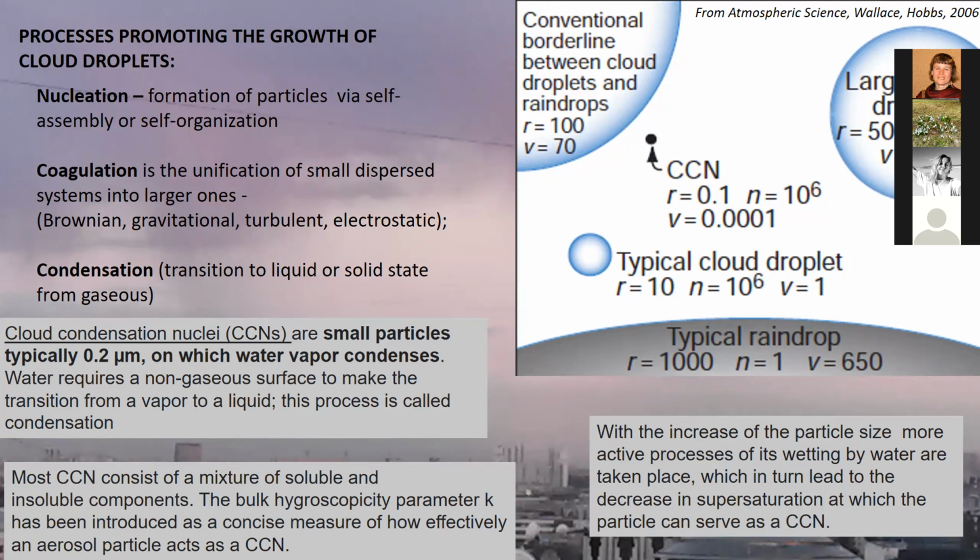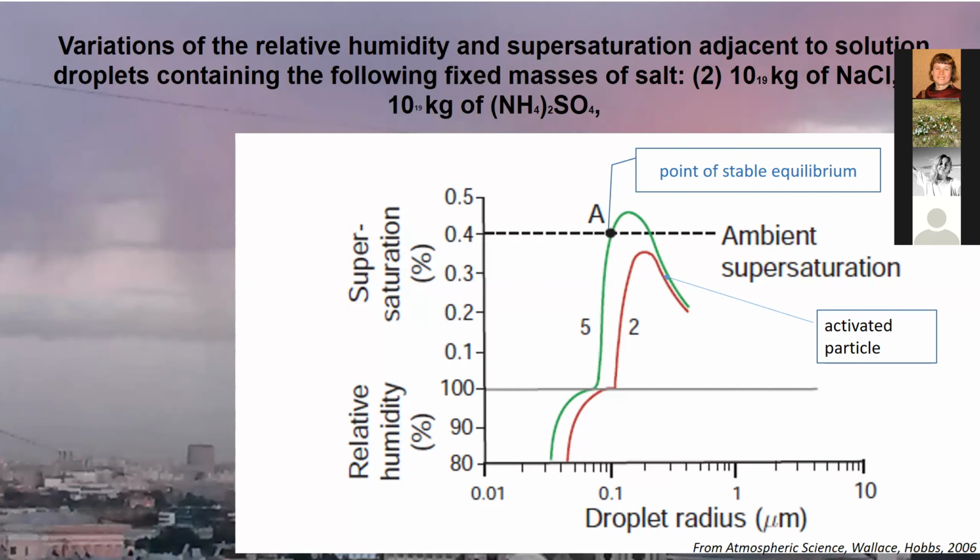So this is quite important to have this information for the description of the processes. And this is the famous Euler diagram in which you see two liquid particles, droplets containing fixed masses of salt or ammonia. And you see here the point of so-called stable equilibrium, and after the extremum, for example for curve 2, this is the point of the extremum, we have a so-called activated particle, in which we have an increase in droplet radius with an even smaller supersaturation regime.